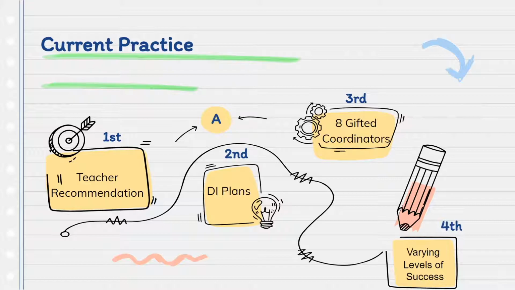Gifted kids are identified by teacher recommendation, parent recommendation sometimes too, but mostly teacher recommendation. And then once a student is identified as gifted, we have teachers or groups of teachers create these DI plans. They're differentiated instructional plans. It helps our parents and our teachers know how to differentiate instruction according to the giftedness area of each student.